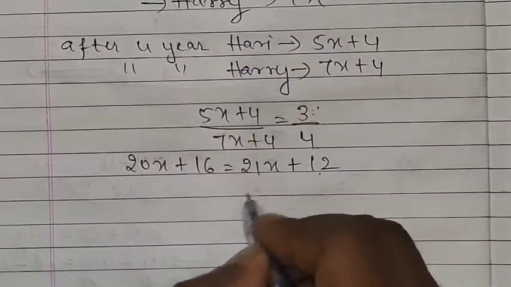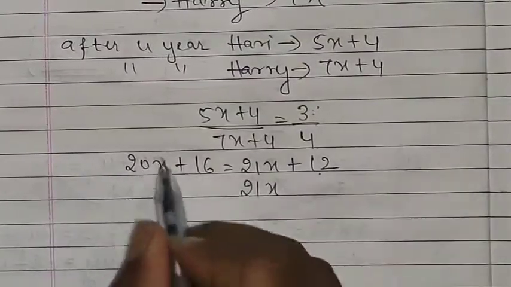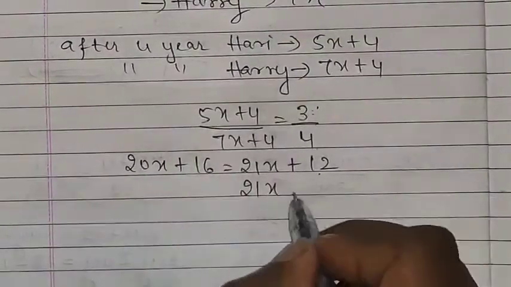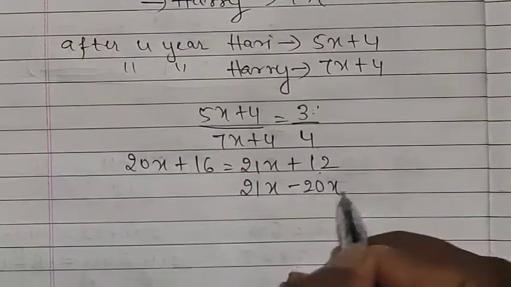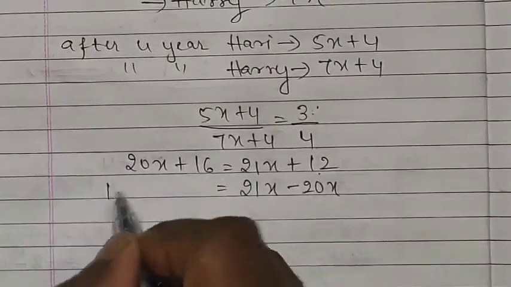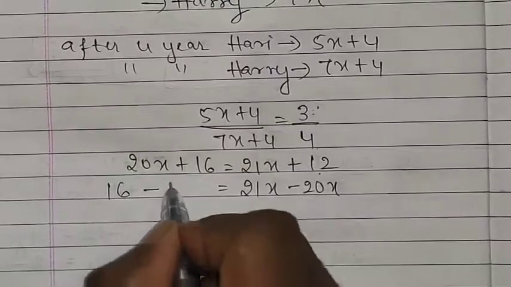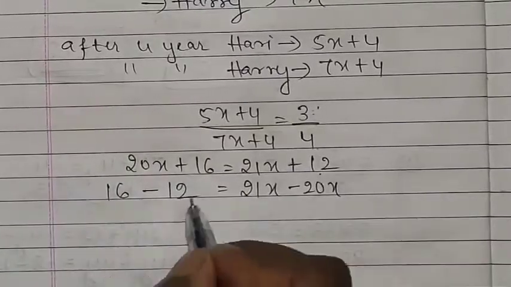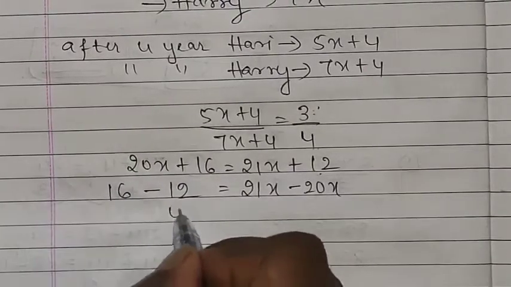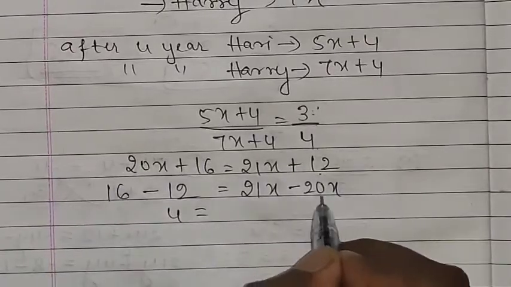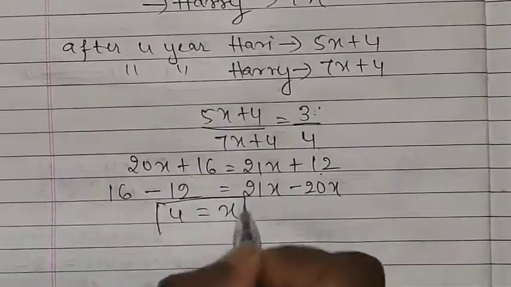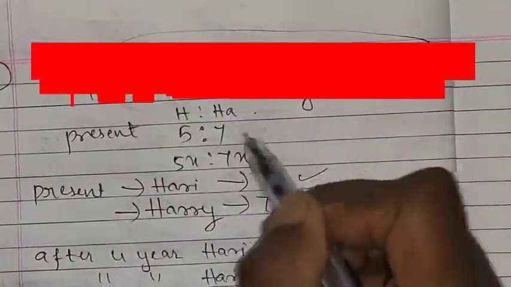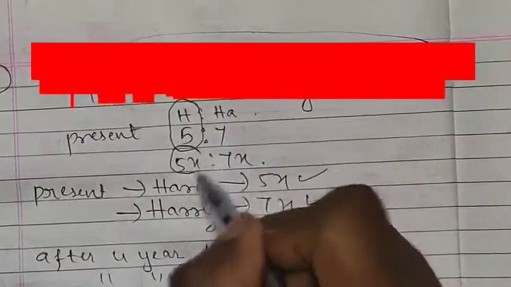21x as it is, 21x here only. The 20x I will shift to the right side, it will become minus 20x. Here 16 as it is, 16 plus 12 I will shift to the left side, it will become minus 12. 16 minus 12, answer is 4 is equal to 21x minus 20x, answer is only x. I got the x value. The present age of Hari is 5x. This is what you need to take.